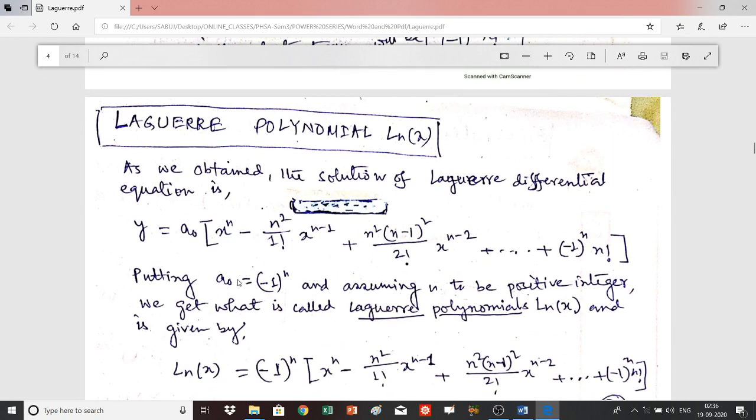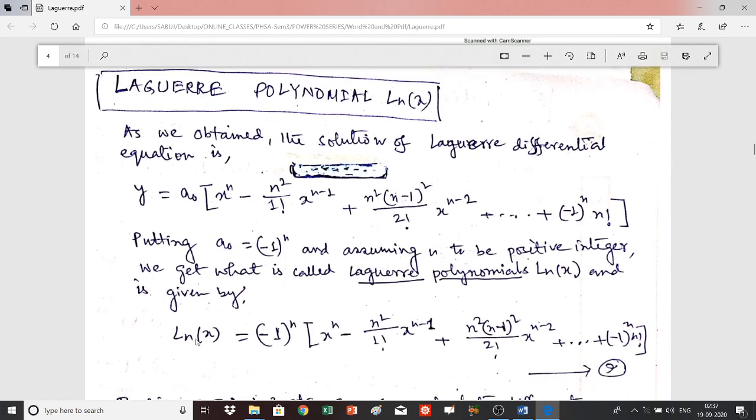So now putting a0 is equal to minus 1 to the power n. This is the constant, and you take a0 as minus 1 to the power n, assuming that n is a positive integer only. Then the value of y, that is the solution that we will get, is called the Laguerre polynomial, Ln(x), and that is given by the solution in that case, which is called the Laguerre polynomials Ln(x).